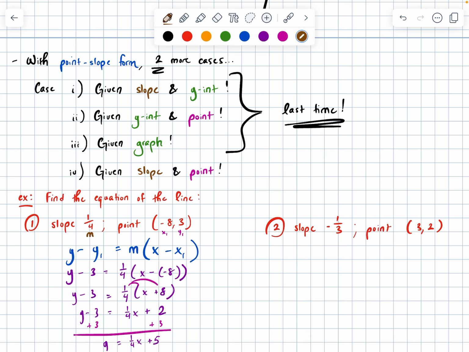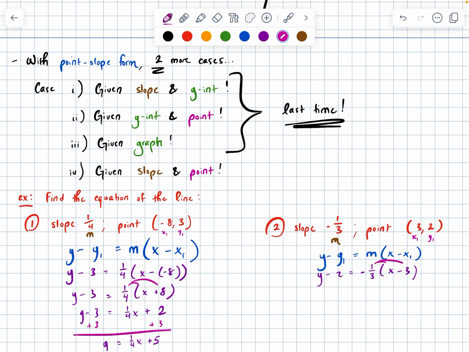And for the second, slope is negative 1/3. Again, this is going to be our m value. My point 3 comma 2, I'm going to label this as my x1 comma y1. All I've got to do now is substitute into our point-slope form. Say it with me. It is y minus y1 equals m parentheses x minus x1. Plugging in, I know that y minus y1, we found that was 2, is equal to m, which is negative 1/3, times parentheses x minus 3.